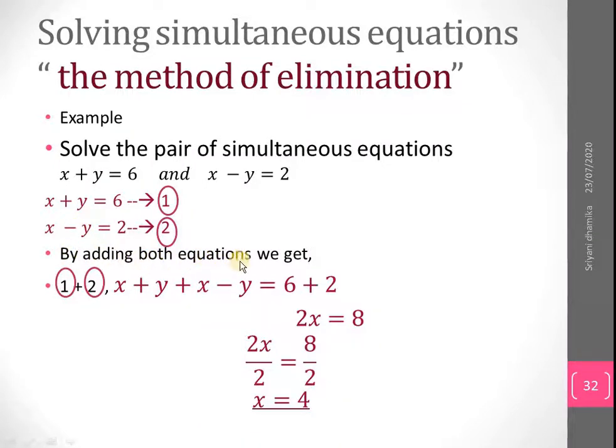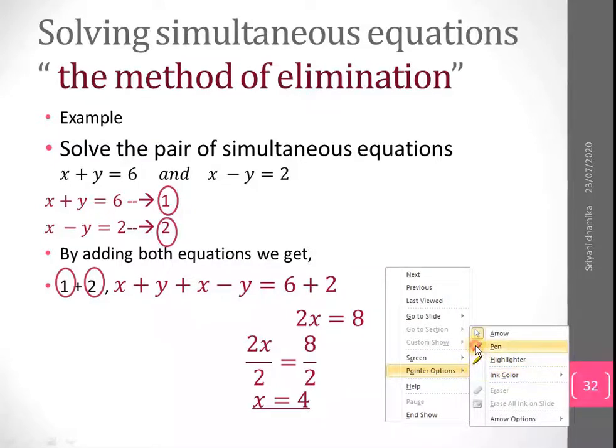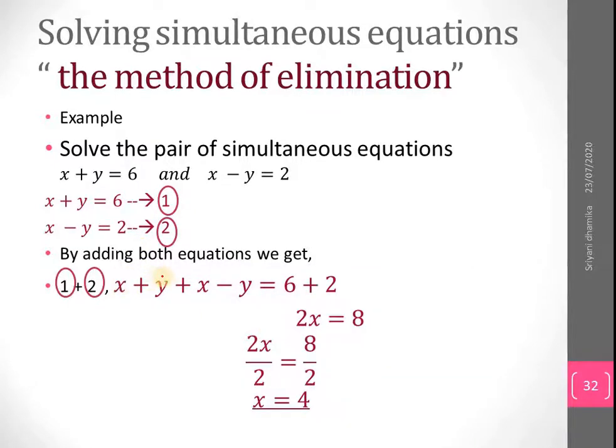Then by adding both equations, we take the sum of these two equations. When we take the sum, write the sum of the terms on the left side as addition, and write the sum of the values on the right-hand side of both equations in this way. Now you can see here positive y and negative y. Then this can be cancelled. This can be cancelled here, positive y and negative y.